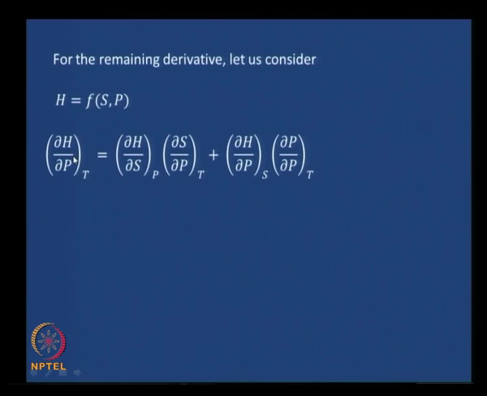Now if you take the partial of that with respect to P at constant temperature, ∂H/∂P at constant T, this is the quantity that we need. It is ∂H/∂S at constant P, which is the first term that came from the previous total differential writing, and of course ∂S/∂P at constant T. And this again comes from the total differential expansion, ∂H/∂P at constant S, and here dP would be there. You take the partial derivative ∂P at constant T. Very easy to see that this goes to 1.